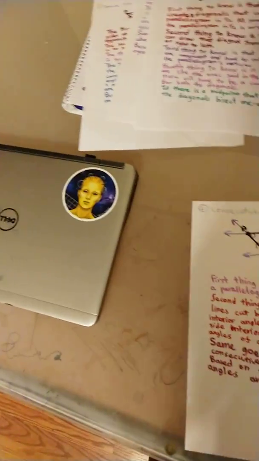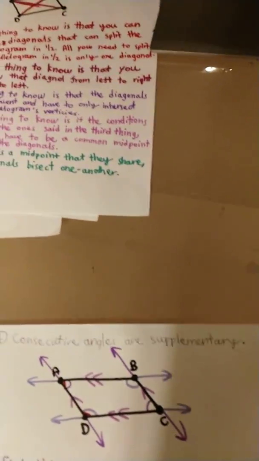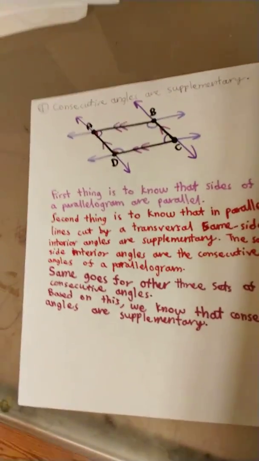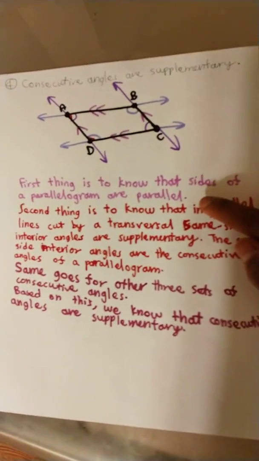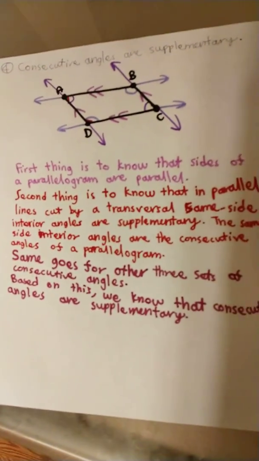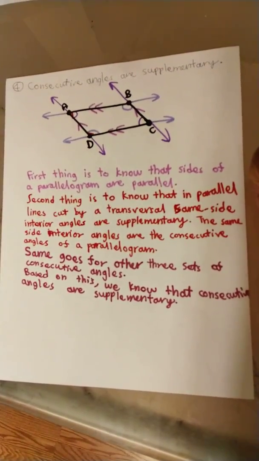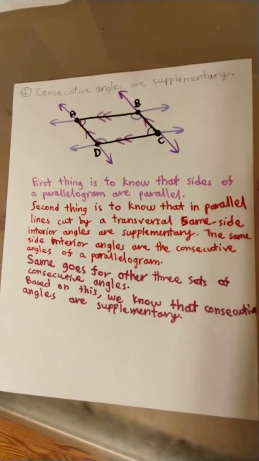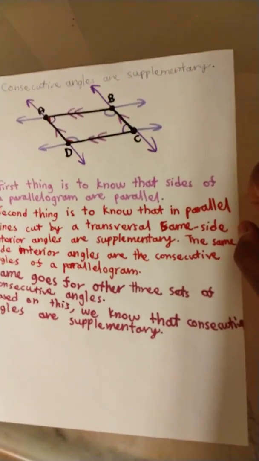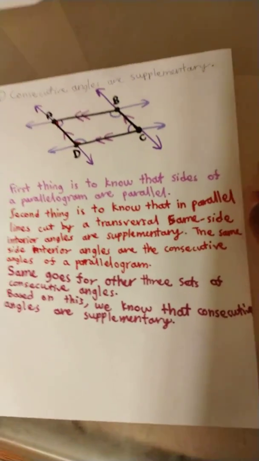Anyway, number 4. The fourth property is that consecutive angles are supplementary. The first thing to know, and this time it's more critical and crucial, is that the sides of a parallelogram are parallel. The second thing is to know that in parallel lines cut by a transversal, same side interior angles are supplementary, which here means angle BAD and angle ADC.